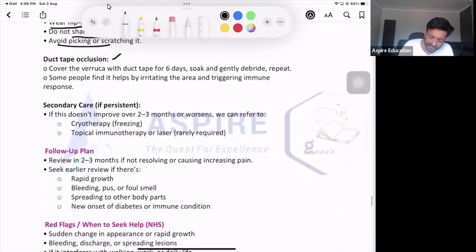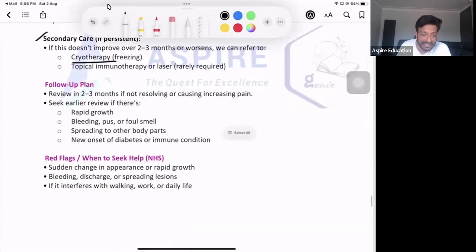If that's not getting better, then we can go for a secondary option, that is cryotherapy. That's something that we can do, freezing it, if the first line of treatment is not working. We can review the patient in a couple of weeks' time, and see the patient earlier if it's getting worse, the size is increasing, or there's any bleeding or discharge. And if the patient is not able to do routine things, not able to walk, they should also come back to us. So that is something that you can mention.